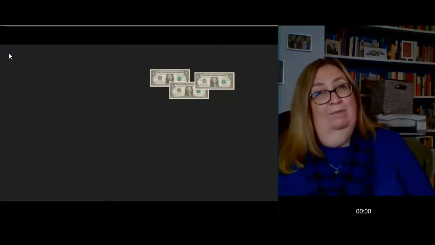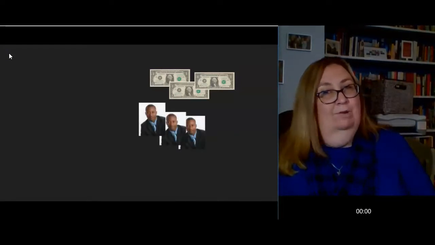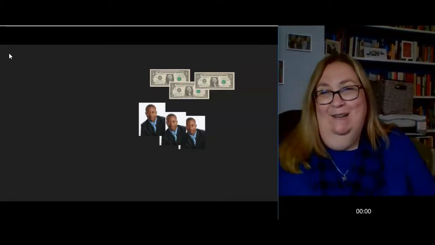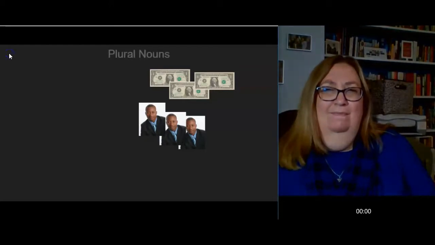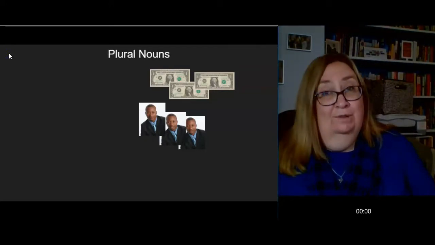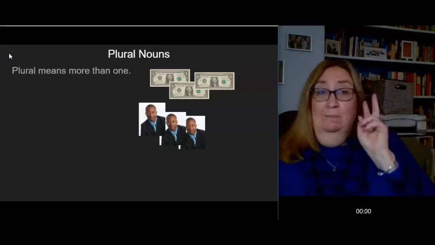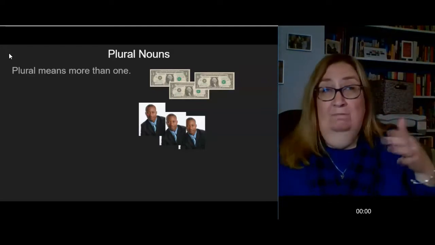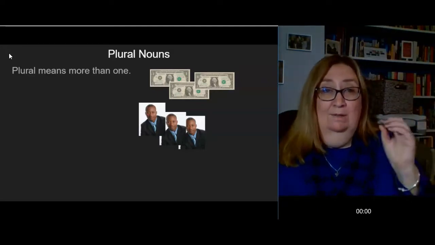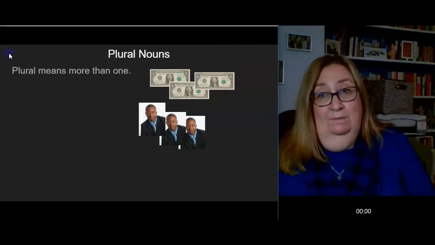What about when we have $3 bills or triplets? 3 people, even if they're not exactly the same person. Well, we call those plural nouns. Plural simply means more than one. So plural can mean 2. Plural can also mean 2 million. So there's no indication in plural whether it's a small amount over 1 or a huge amount over 1. It just has to be more than 1.